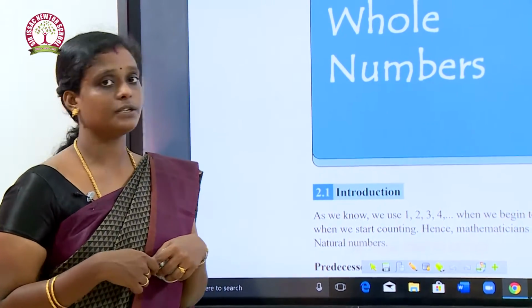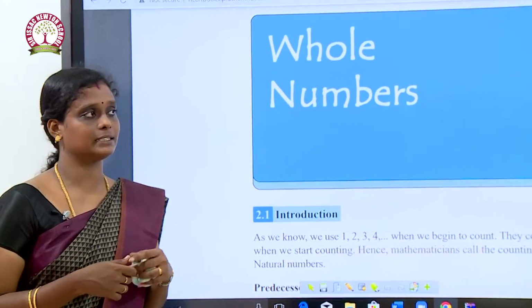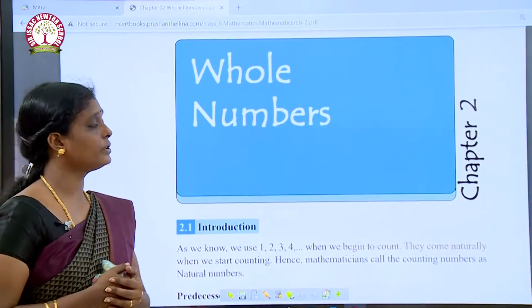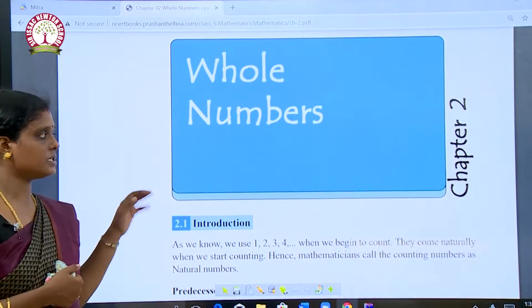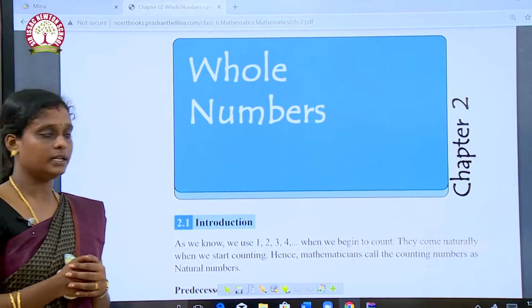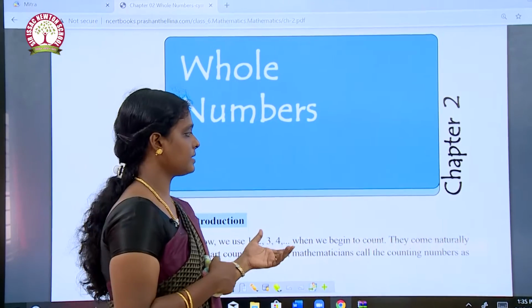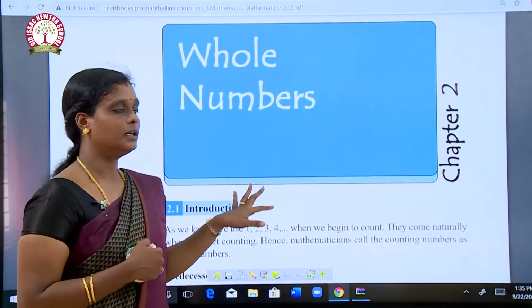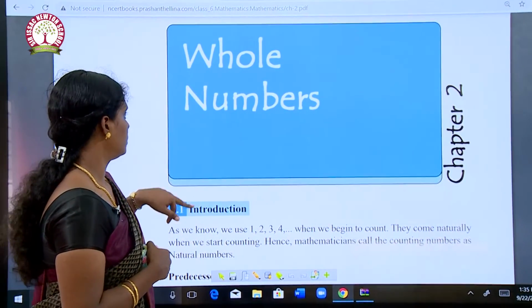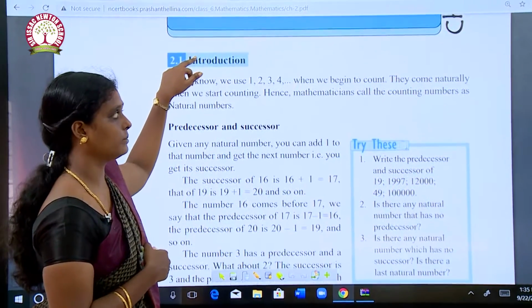Today we are going to continue our class for grade 6 mathematics. So today we are going to start a new topic, which is whole numbers. In our last class itself we discussed some introduction about this topic. We'll continue. So what are whole numbers? Do you know whole numbers?